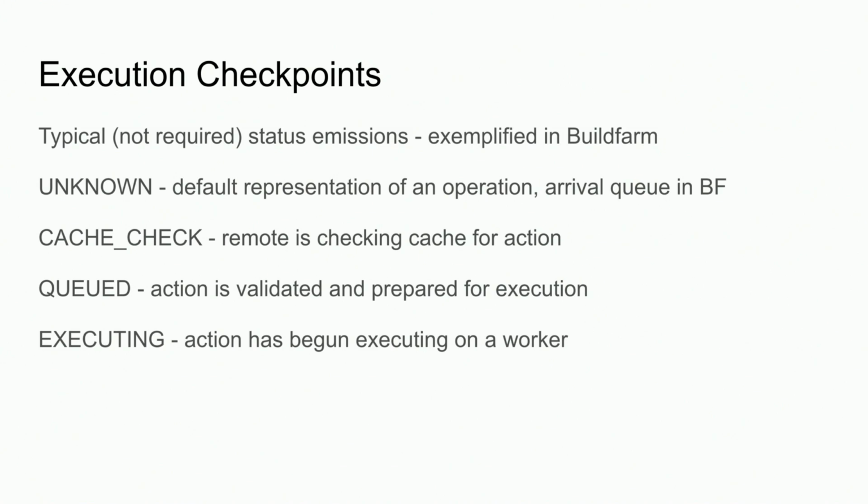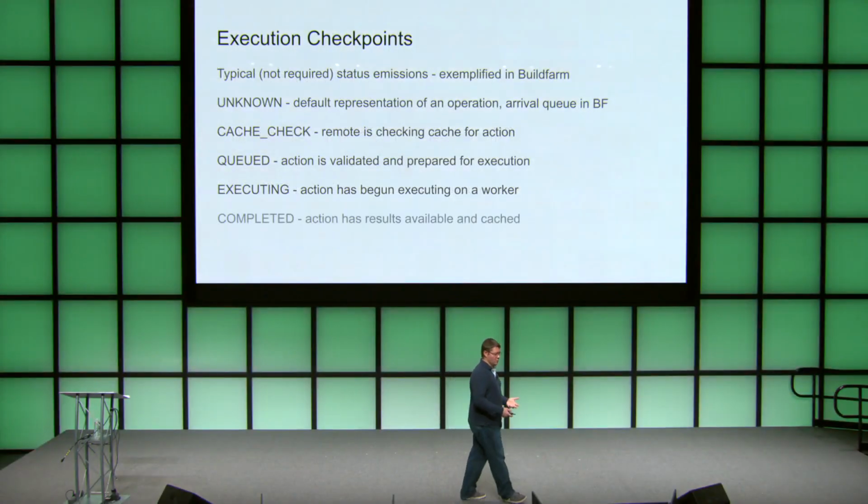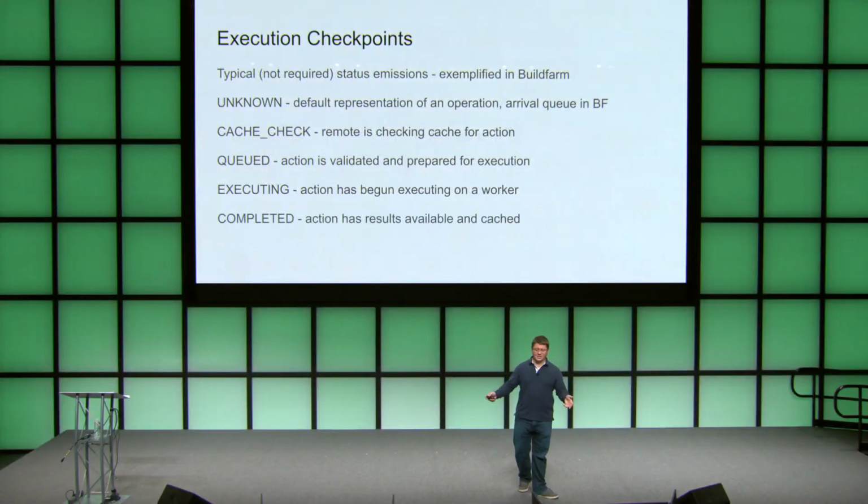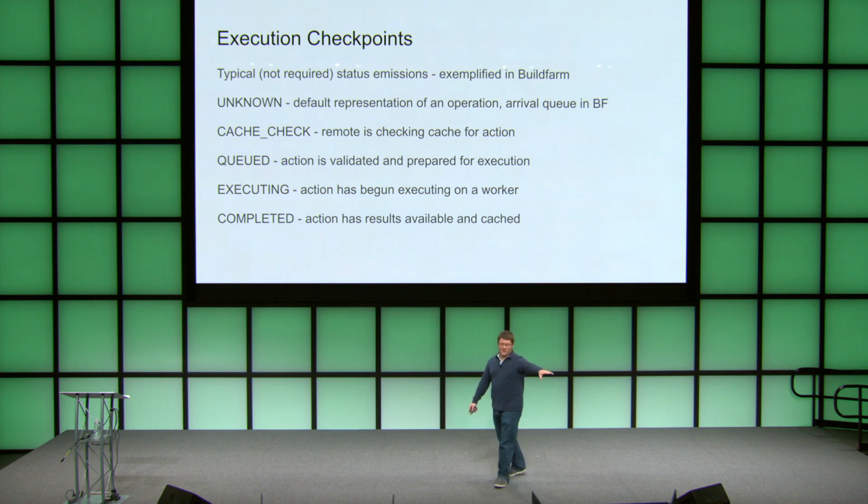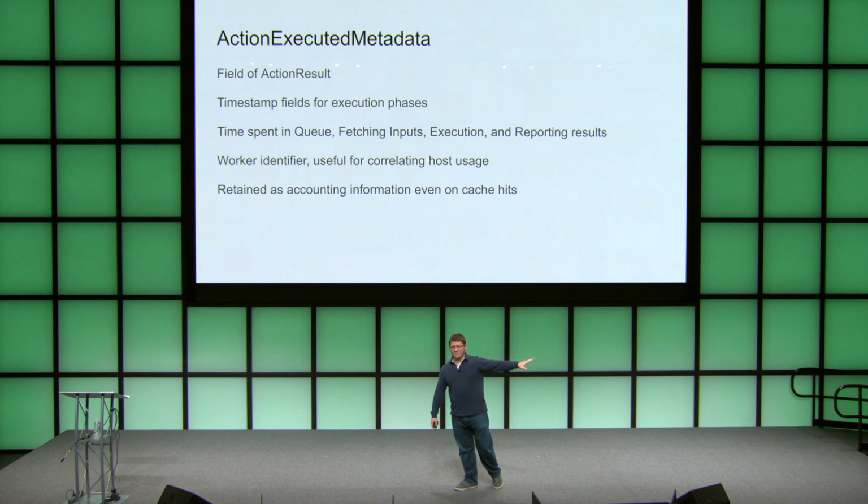Then workers end up reporting that they are executing an action. This is a do or die moment for the most part. Once you start an execution, you will either fail with a timeout or fail on the worker or complete. That situation will only be resolved with a completed status change. The action results, or rather the action at that point has results available and they're cached in the system if they don't. There are two fields in there that are of slight interest to you.